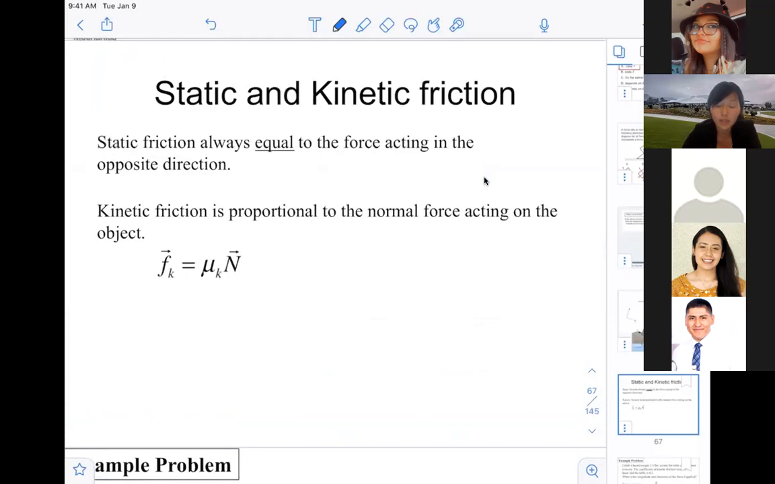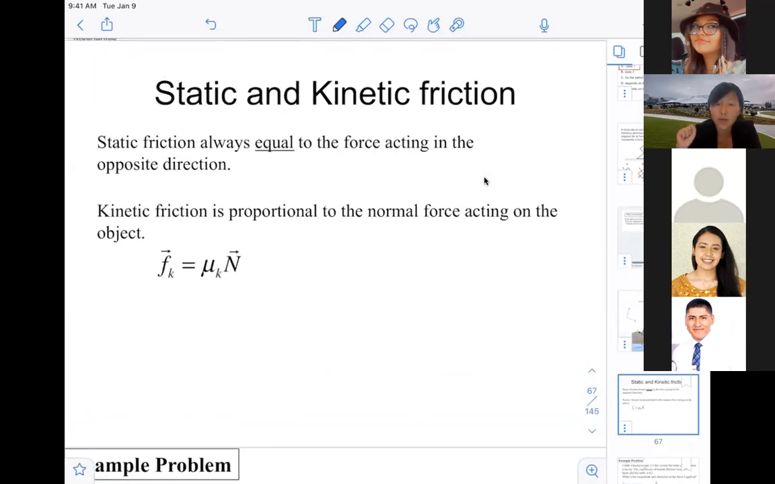Static friction is not a fixed value. Static friction is always equal to the force acting in the opposite direction. And why is that? Because it's static, meaning that whatever force you're trying to apply is not enough to give it an acceleration. It's still sitting there, right?